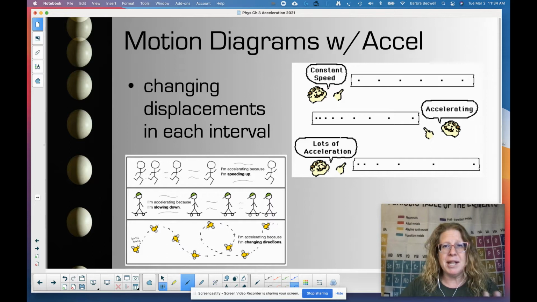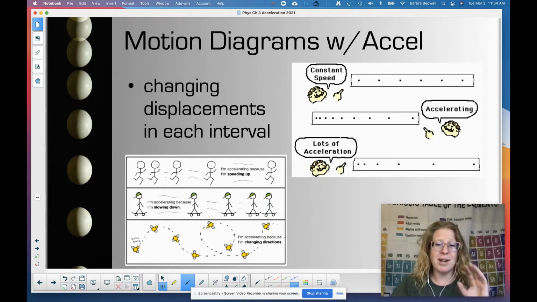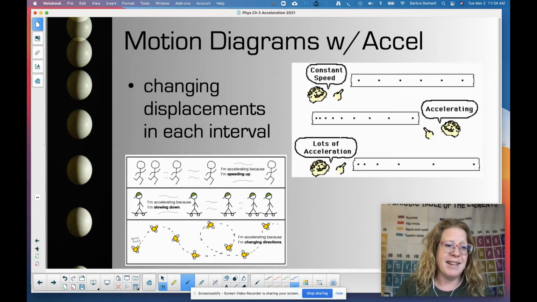In the chapter we're doing right now, we're dealing with linear motion, so we're really only going to be doing the speeding up and slowing down. If we get to rotational motion, that's where we start to talk about changing direction. It's a little bit of a different type of thing we'll talk about later on in the year.